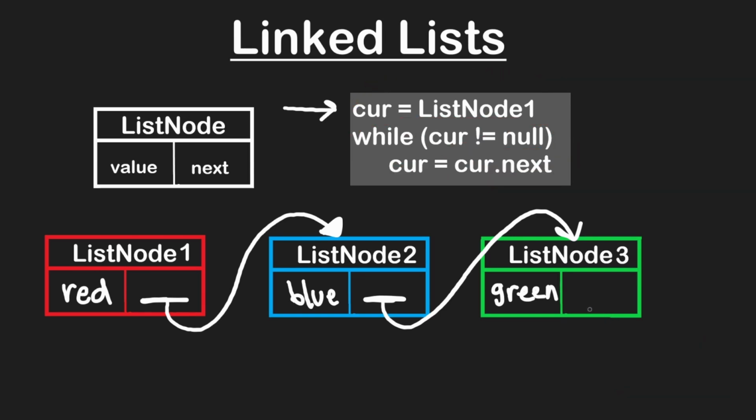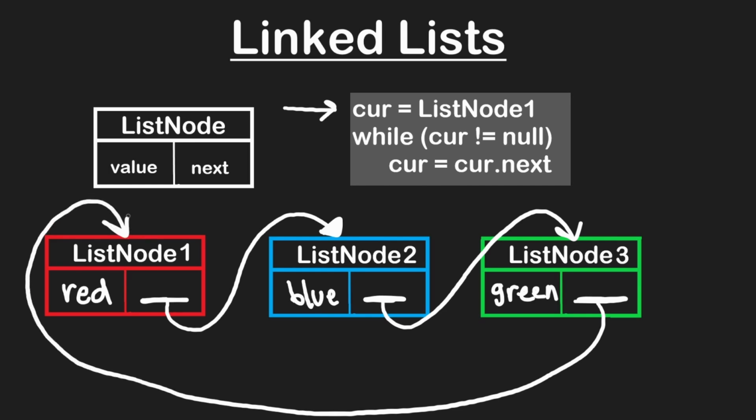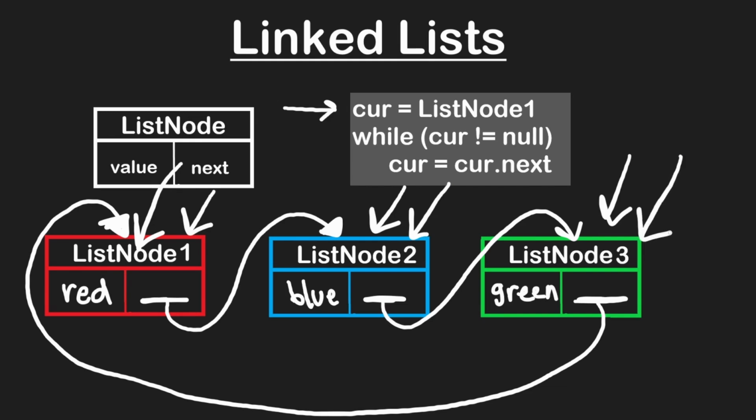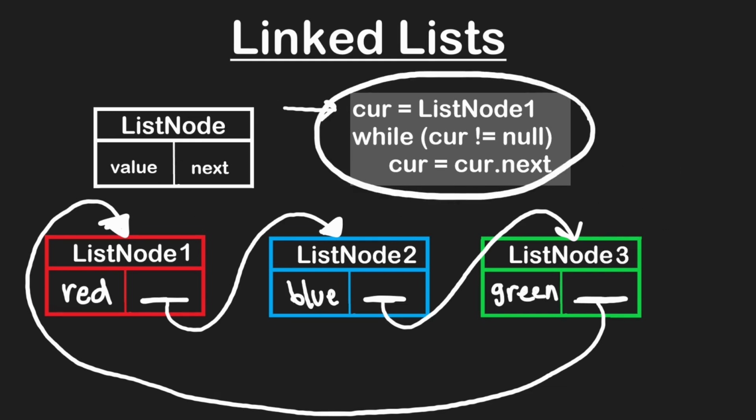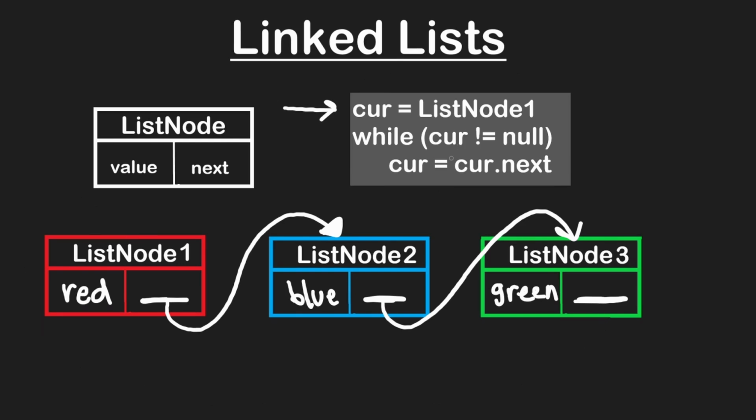Now, my question for you is, what would have happened instead if this next pointer of the third node was actually pointing at the first node? Well, we would have started here, then went to the blue node, then went to the green node, and then we would have come back to the red node, and then back to the blue node, back to the green node, and just kept doing that over and over again. It wouldn't be very fun to run because the program would crash. It's an infinite loop.